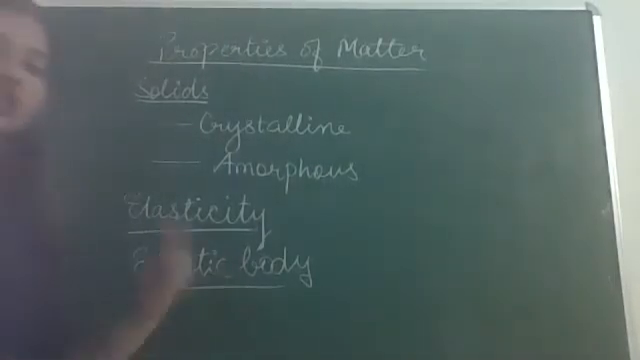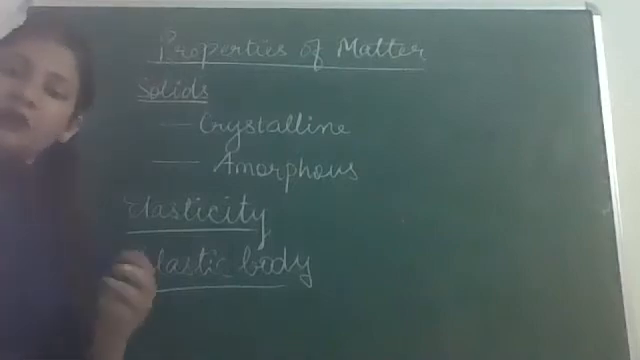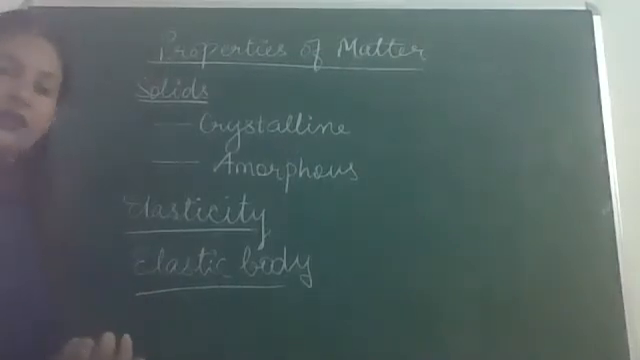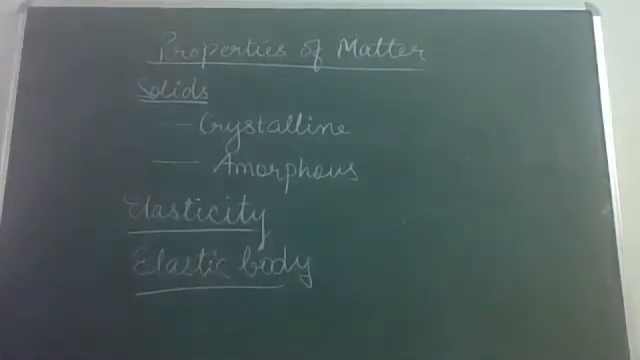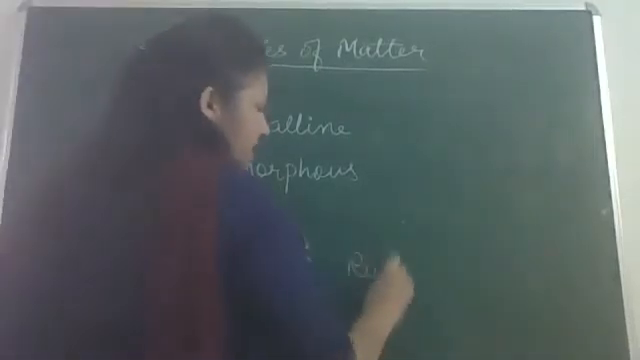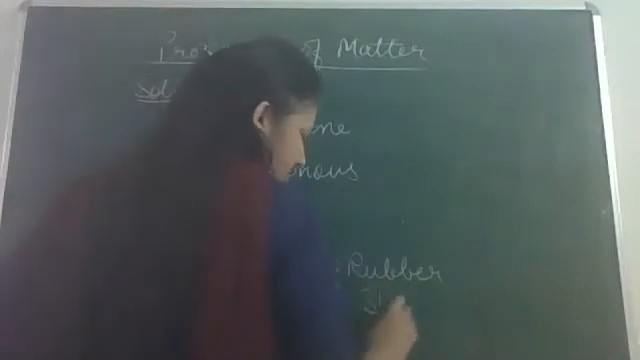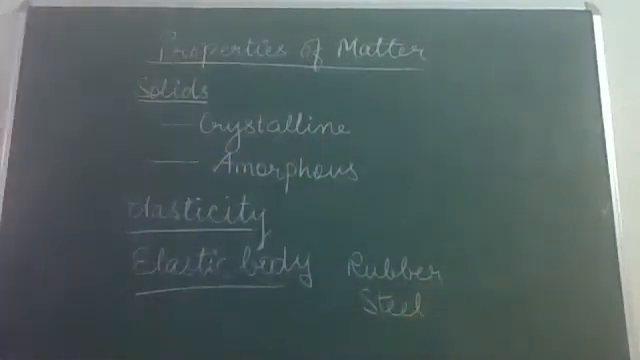So the objects that completely recover and regain their original shape and configuration when we remove the deforming forces are called elastic bodies. Okay, so I repeat, elastic bodies, the objects which recover completely their original configuration. Configuration includes both shape and size. Their original configuration on removal of deforming forces. So you can write examples as I told you, rubber and steel. These are the examples of elastic objects.